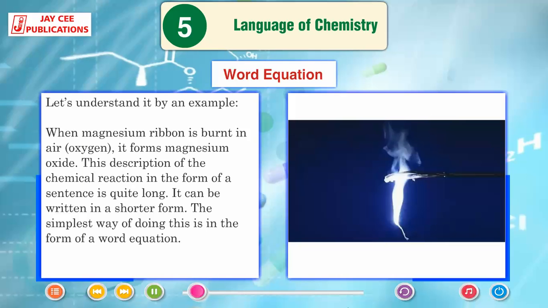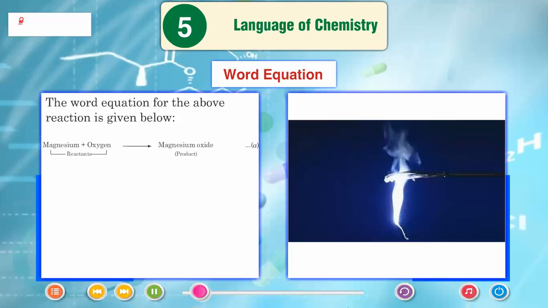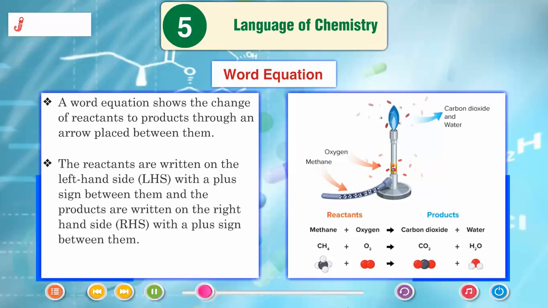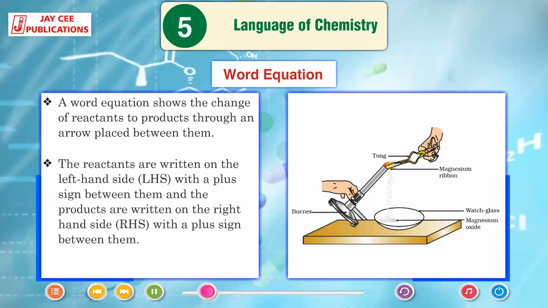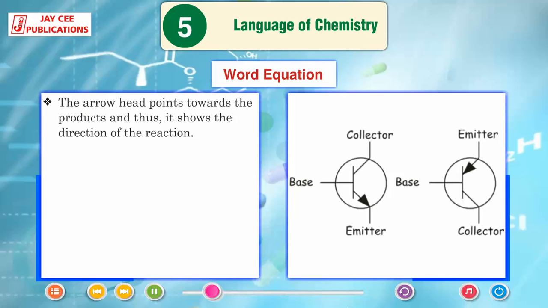The simplest way of doing this is in the form of a word equation. The word equation for the above reaction is given below. Magnesium plus oxygen (reactants) gives magnesium oxide (product). A word equation shows the change of reactants to products through an arrow placed between them. The reactants are written on the left-hand side, LHS, with a plus sign between them, and the products are written on the right-hand side, RHS, with a plus sign between them. The arrowhead points towards the products and thus it shows the direction of the reaction.